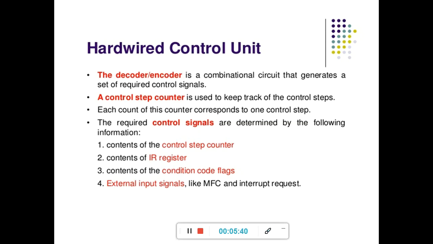Here we already know about the control step counter. It keeps track of the record, as well as the content of the IR register. IR means instruction register, which is utilized in this area of the hardware control unit. And then the third one is the conditional code flags. What are conditional code flags? They are extra bits kept by the processor, and only then can we determine and take the information from the processor. And then the last one is external input signals.